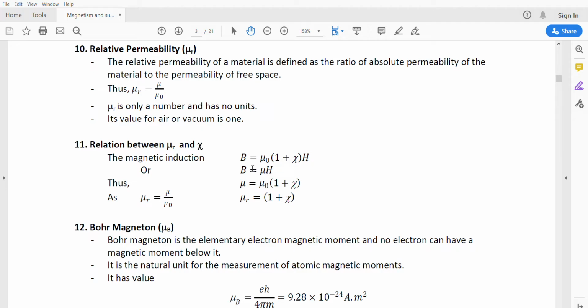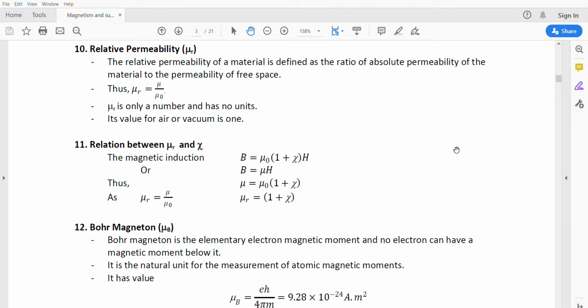Substitute here B is equal to mu into H. Mu naught into, we know that mu is mu naught into 1 plus psi. Mu r is equal to 1 plus psi, since mu upon mu naught, taking mu naught to the left hand side, gives mu r. So mu r is equal to 1 plus psi. This is the relation between mu r and psi.